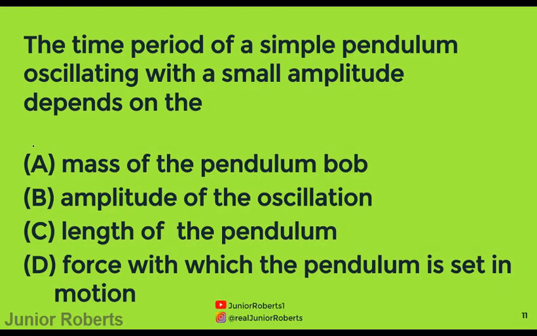Now this question here says, the time period of a simple pendulum oscillating with a small amplitude depends on the mass of the pendulum bob, amplitude of the oscillation, the length of the pendulum, or the force with which the pendulum is set in motion. Now, for a simple pendulum, there are two things that affect the period of oscillation. Number one is the acceleration due to gravity, and number two is the length of the pendulum. So therefore, our answer in this case will be the length of the pendulum.